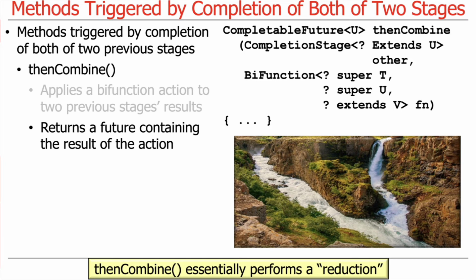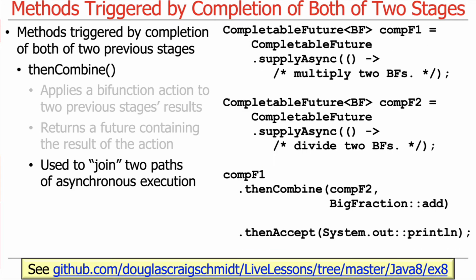You can think of then combine as essentially performing a variant of a reduction. If you think about the collect method, for example, or the reduce method, you're reducing things. But in this case, we're just reducing two things to one. So it's like two streams coming together or two lanes merging. It's typically used to join two paths of asynchronous execution.